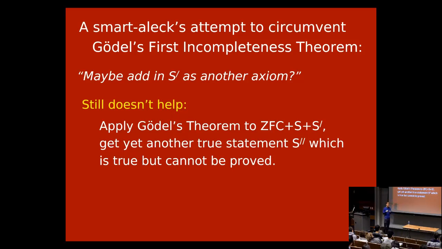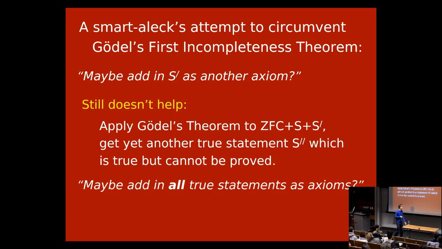So you find your axioms weren't strong enough to prove all the true things. You say, oh, let's just add some more true things to the axioms. But you can always apply Gödel's theorem. So you can never catch up. There will always be more true statements that you cannot prove. Does that make sense?